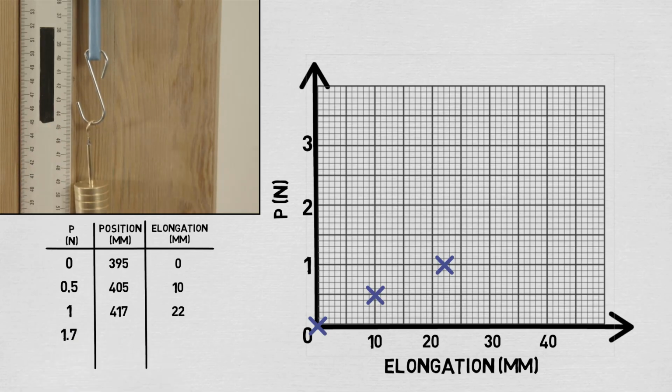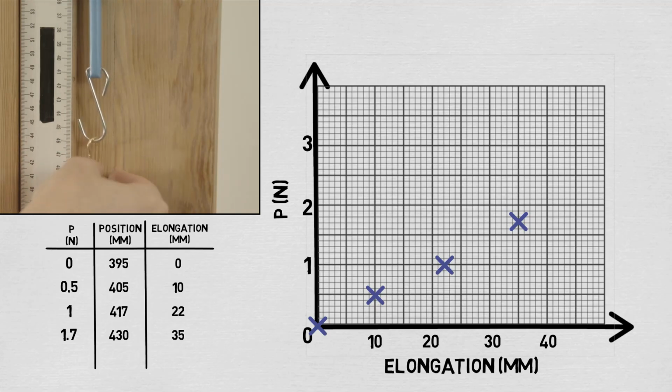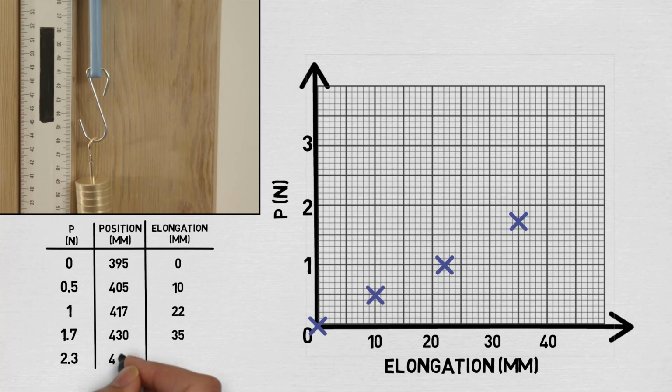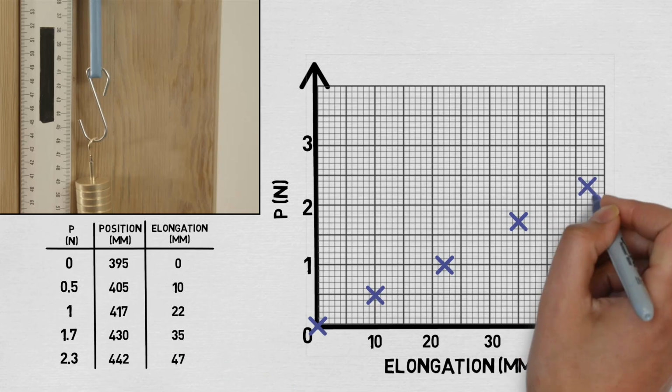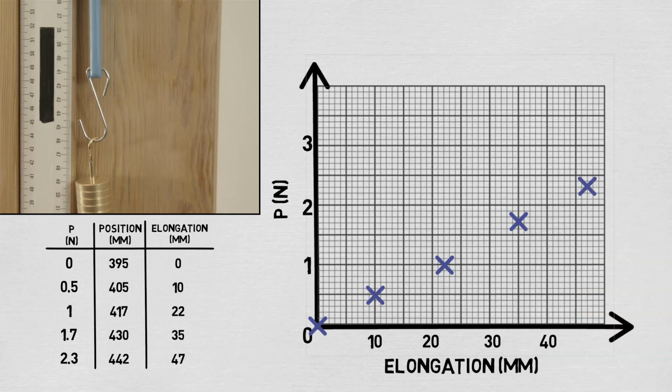Now let's add a few more weights. Now we're at 1.7 newtons, and our ruler is down to 430 millimeters, giving an elongation of 35 millimeters. Starting to see a bit of a pattern? We'll take one more data point. The last weight brings us up to a total of 2.3 newtons. Reading the ruler, we measure a total deformation of 47 millimeters, or 442 millimeters on the ruler.